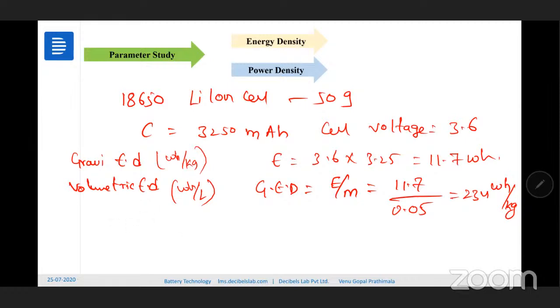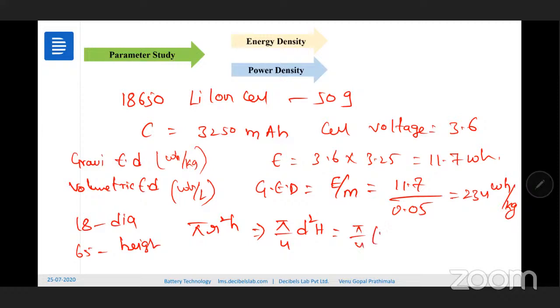And similarly, if you do the volumetric energy density, first we have to calculate the volume of this 18650 lithium ion cell. So if you remember in the first session, in 18650, 18 represents the diameter and 65 represents the height of the cell. Okay. So for a cylindrical cell, the volume is calculated as pi r square h. Here we know the diameter and we know the height. So it can be pi by 4 D square into H. Okay, so D is 18 square and H is 65. So the value of volume is pi by 4 of 18 whole square into 65. If you do this calculation, you will get somewhere around 16.54 centimeter cube. So whatever the mm is there, convert that to centimeter cube.